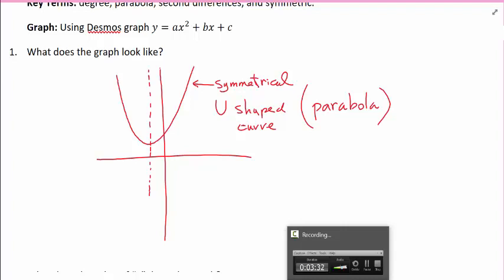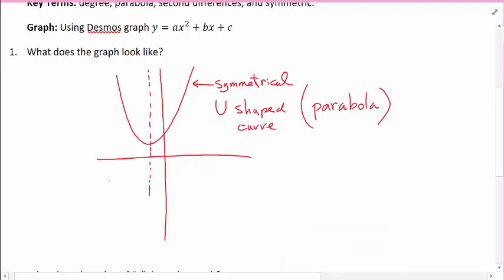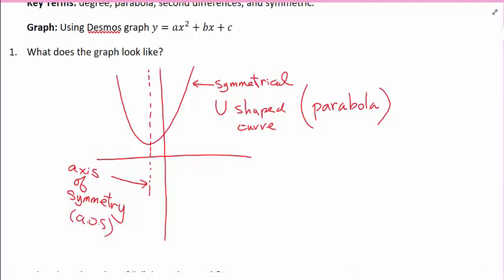Now, notice how I drew this dotted line. What would I call that dotted line? Does anyone know? The line of symmetry, or I'm going to call it the axis of symmetry, okay? So the axis of symmetry. I'm going to just abbreviate it as AOS, okay? So axis of symmetry.